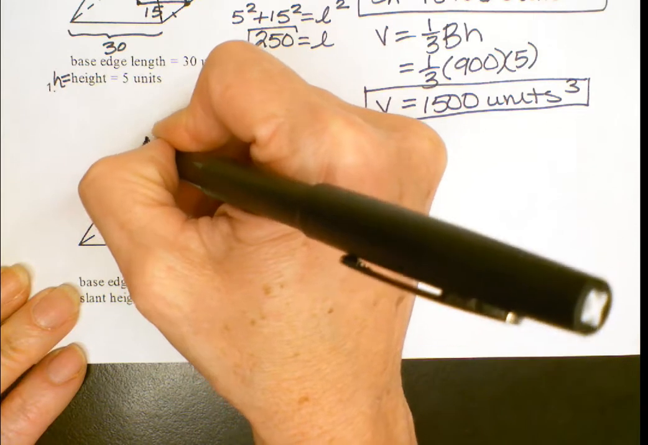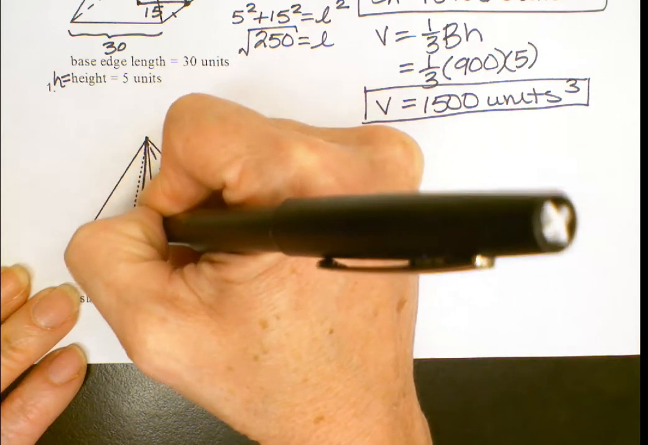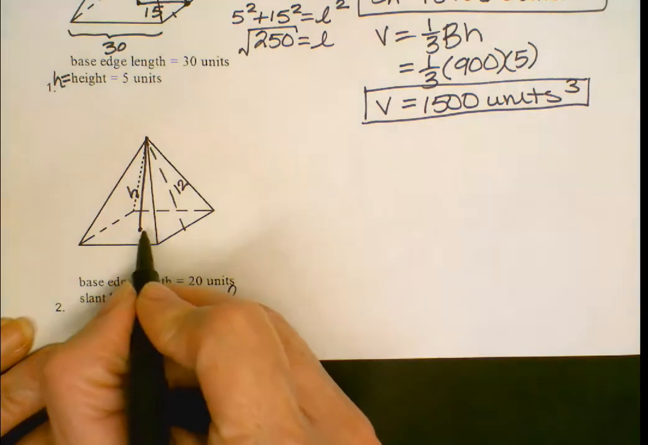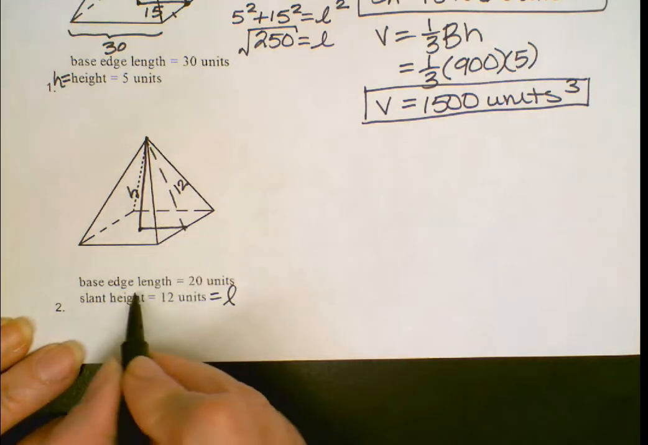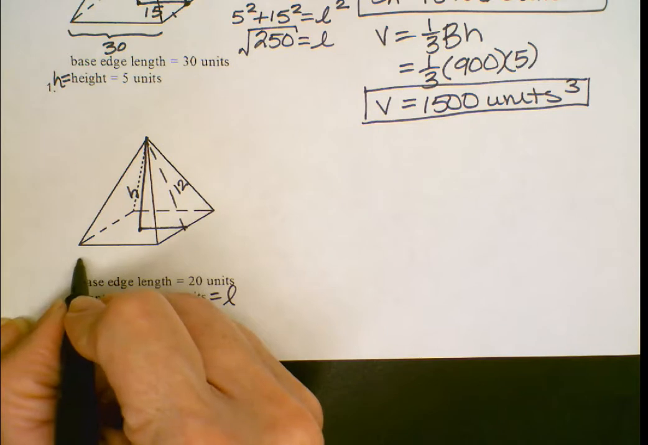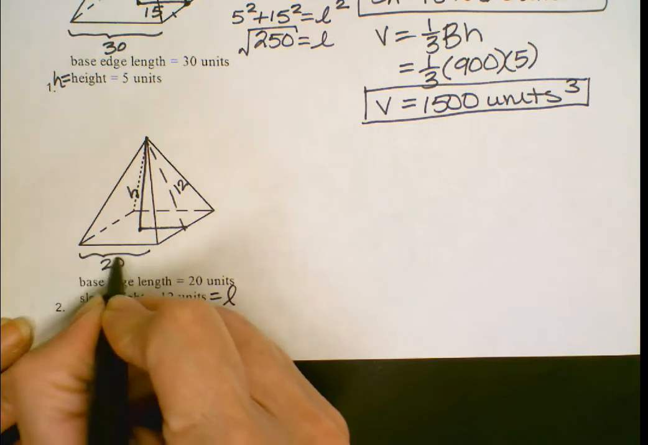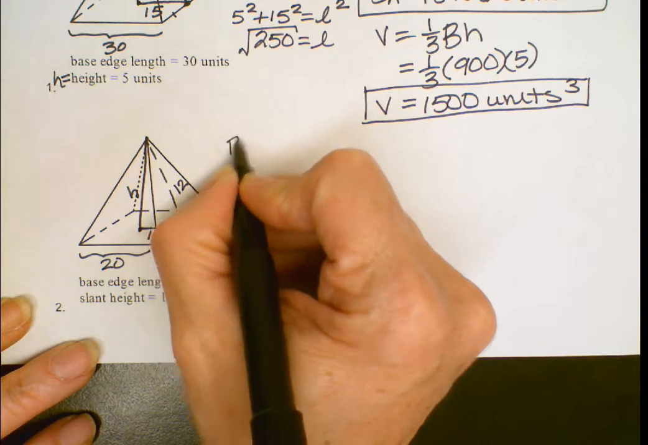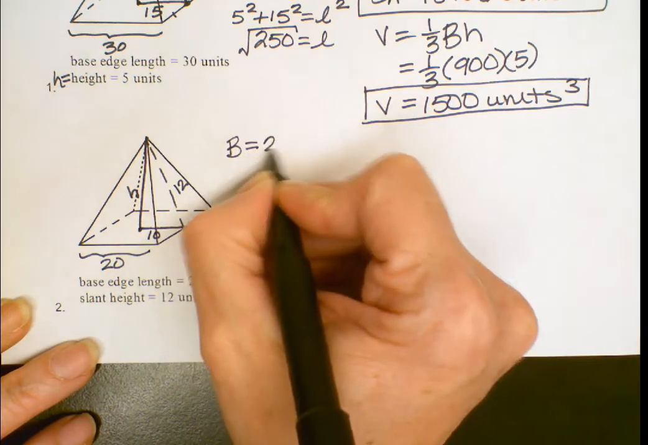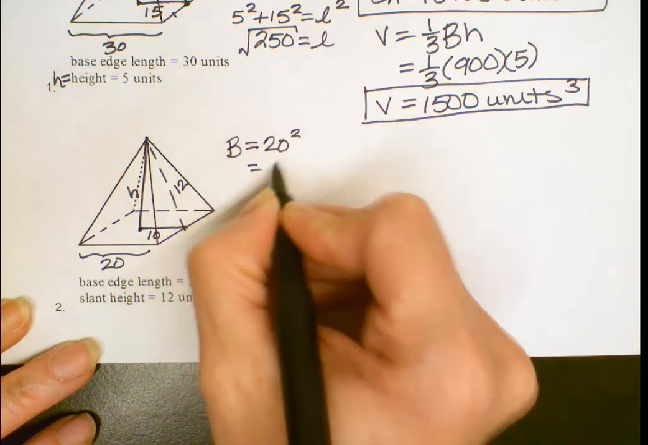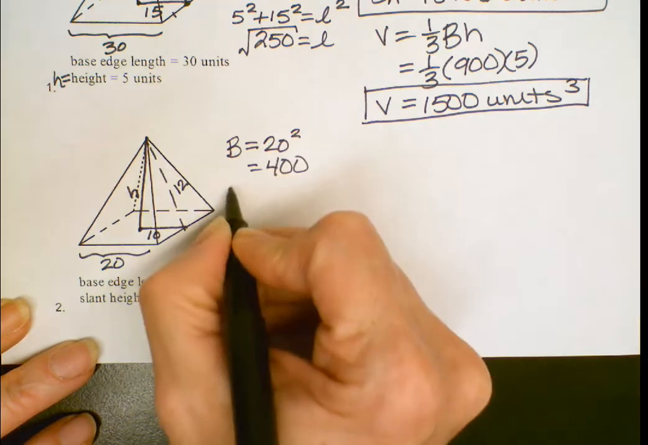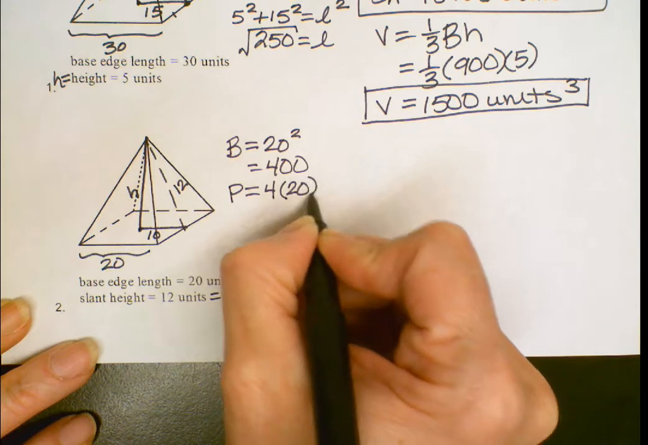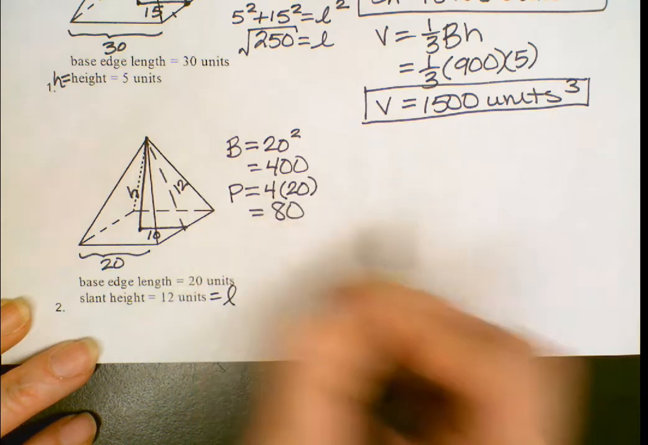Kind of continuing on that theme, we have to find H. And let's see, the apothem, which is half of the base edge for a square pyramid. Since the base edge is 20 units long, the apothem will be 10 units long. All right, so let's set up our capital B, area of the base. 20 times itself, 400. Perimeter of the base is 4 edges, each of which is 20 units long. So the perimeter in that case is 80.